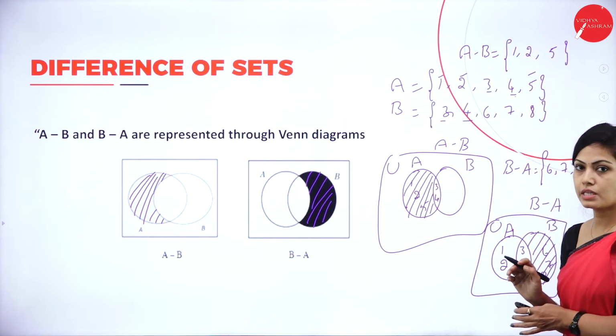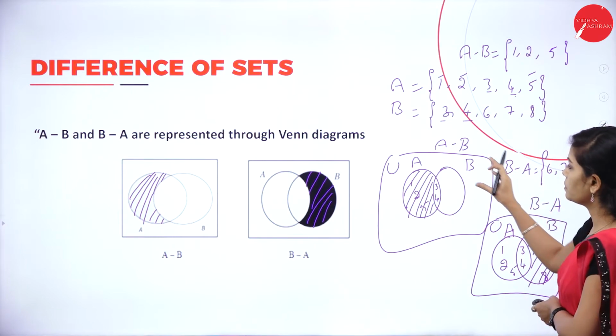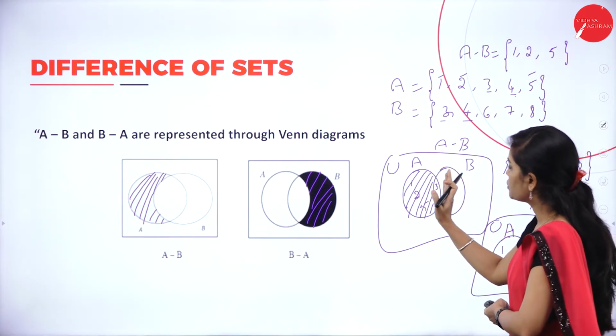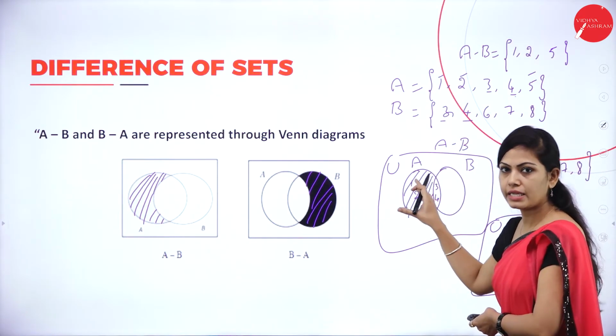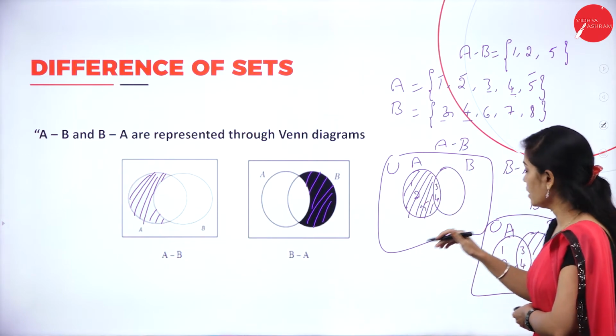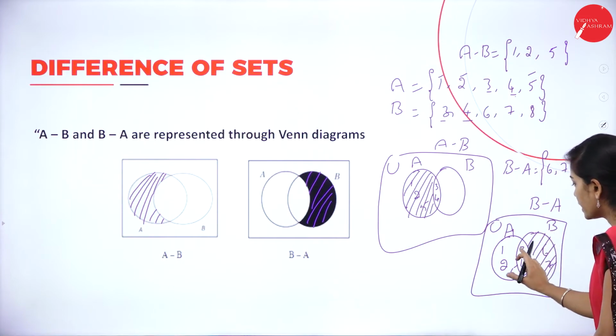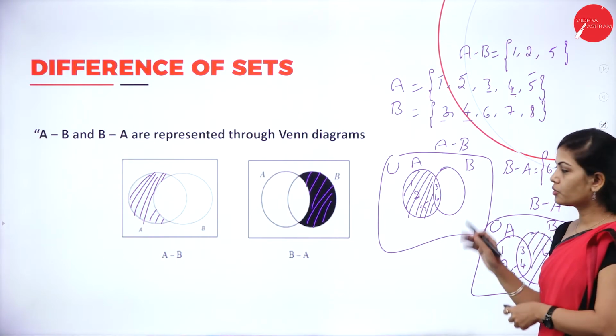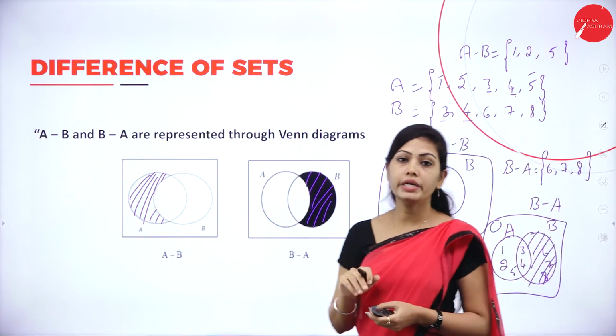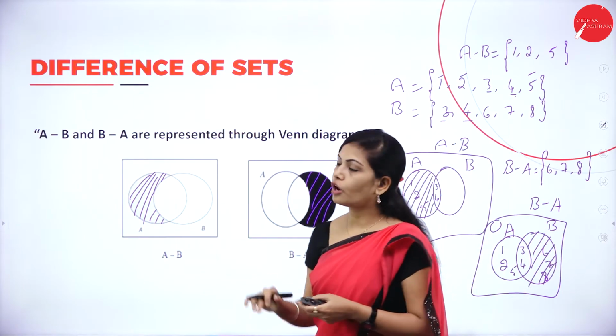Very simple concept. Please understand the concept. For A difference B, you shade only the A region except the overlapping area. In B difference A, we shade only the B part except the overlapping area. So this is the representation of Venn diagram using difference of sets.